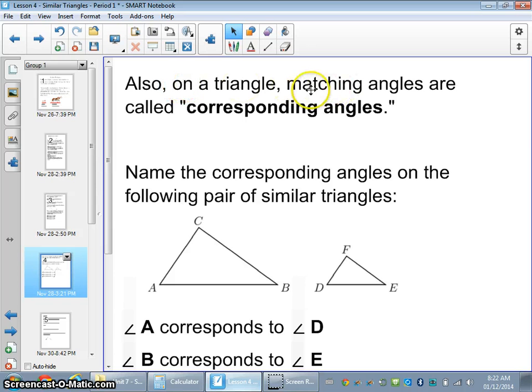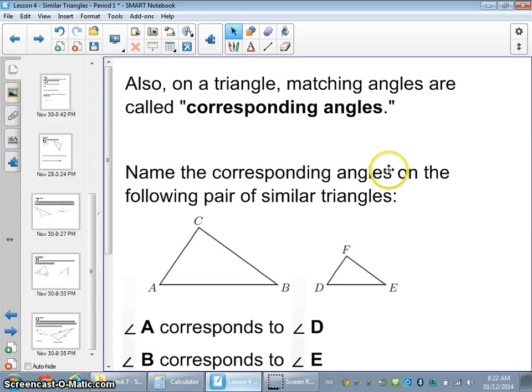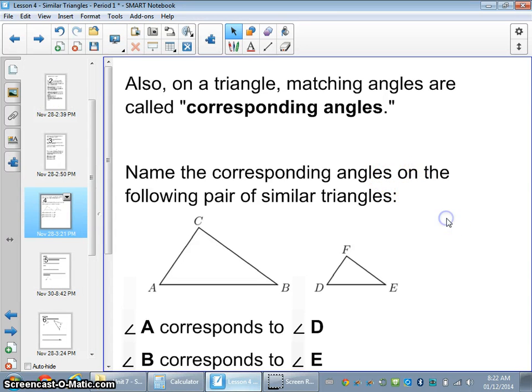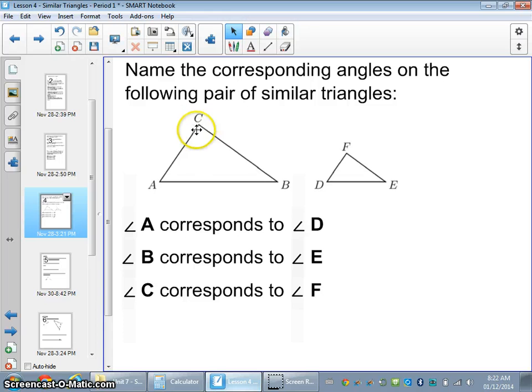Also, on a triangle, matching angles are called corresponding angles. So name the corresponding angles. Again, those are the angles that are basically in the same spot on these triangles. So at the top here, since they're facing the same way again, the top C is corresponding to F, which I have down here. A is corresponding to D, and B is corresponding to E. Pretty straightforward.